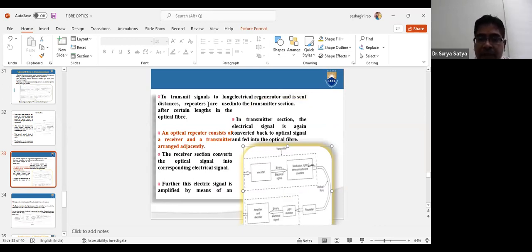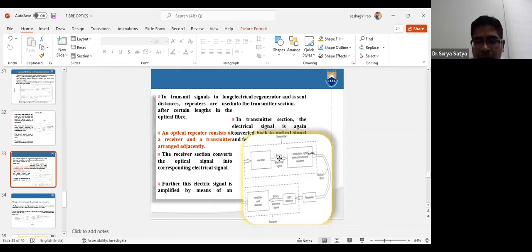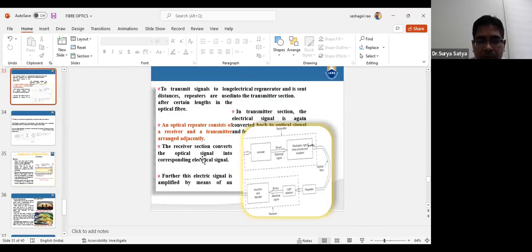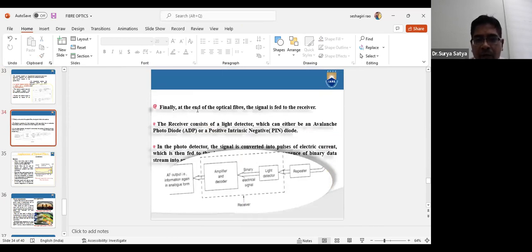In the transmitter section, the electrical signal is again converted back to an optical signal and fed to the optical fiber. An optical repeater consists of a receiver and a transmitter arranged adjacently. The receiver section converts the optical signal into the corresponding electrical signal. Further, the electrical signal is amplified. Finally, at the end of the optical fiber, the signal is fed to the receiver.